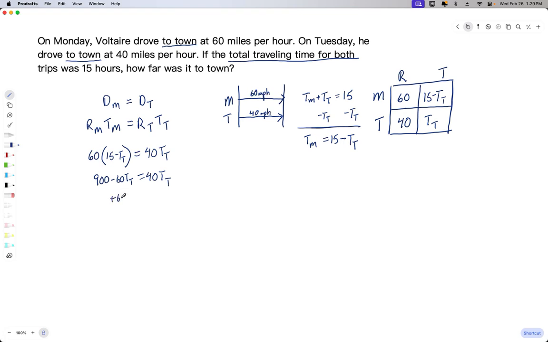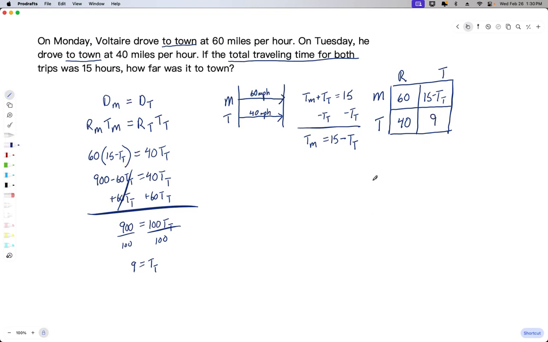I'm going to add 60 times the time on Tuesday to both sides. This cancels. That leaves me 900 is equal to 100 times the time on Tuesday. If I divide both sides by 100, 9 is the time on Tuesday. So now I know what that is. So this is going to equal 9. In fact, I'm just going to erase this and put 9 in here.